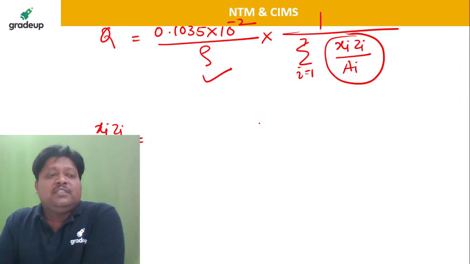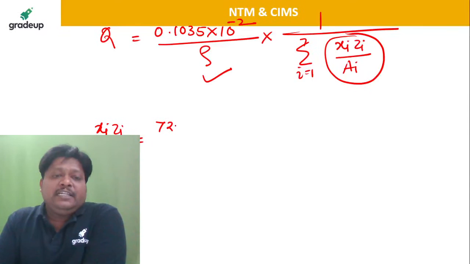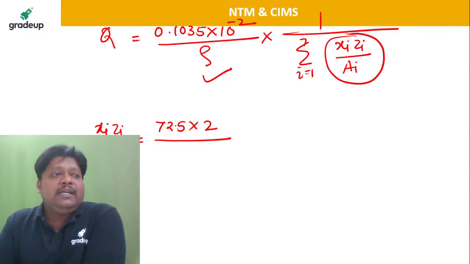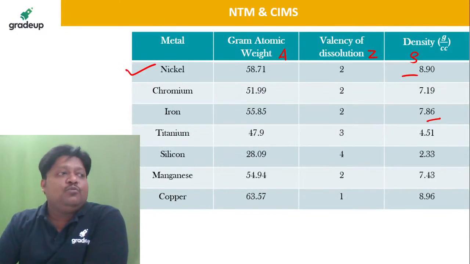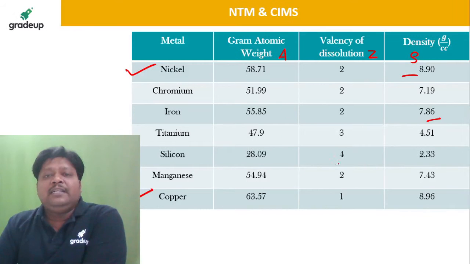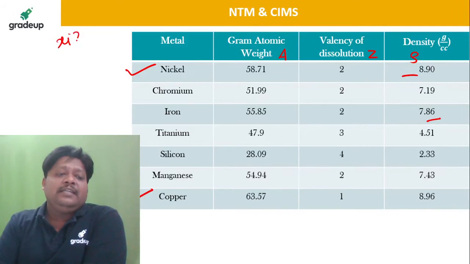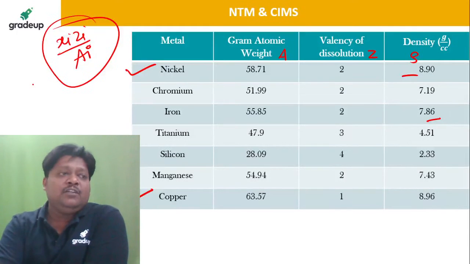So start from the first element, that is nickel. Nickel percentage 72.5 into what is the valency of nickel? 2 is given, divided by gram atomic weight of nickel, it is 58.71. Like this up to copper. From nickel, we will go up to copper, and we will find this xi zi divided by ai. Calculate. Very good Aman. Very nice Akhilesh.